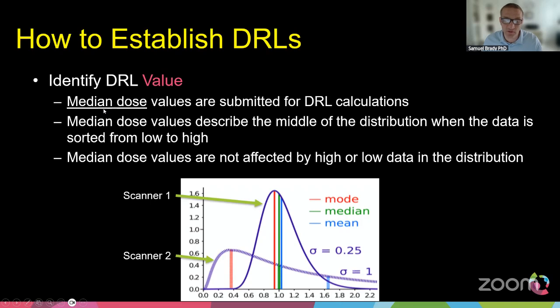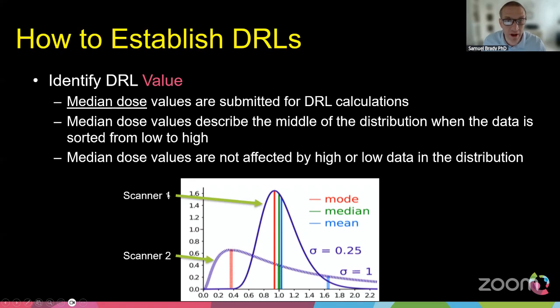So you may ask yourself, why median dose? Why not average? Well, there are three ways to calculate an average that we typically see in the scientific literature: mode, median, and mean. So let me show this example of two scanners with two pretend dose distributions, one solid purple, one dash.